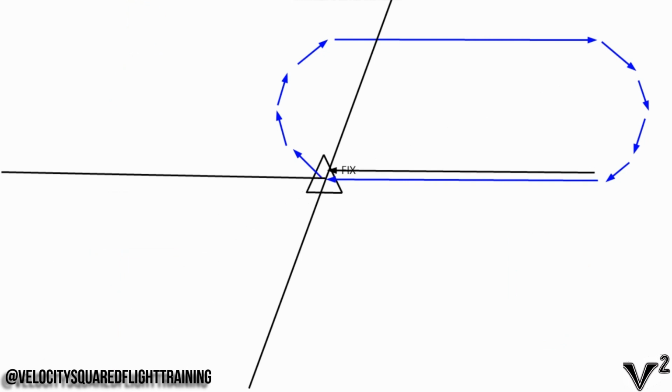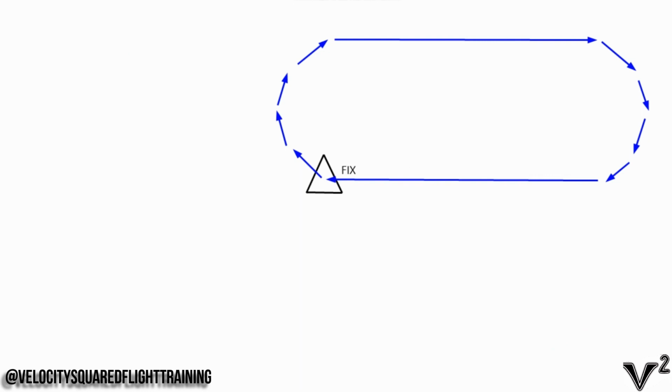Let's talk about how to get into this one more time so we remember how to do it. So you get told to hold east of the fix. East of the fix, that's the inbound leg is on the east side of the fix, okay? And they don't specify turns, and we know if they don't specify turns, right-hand turns. So that's why we're doing our right-hand turns.